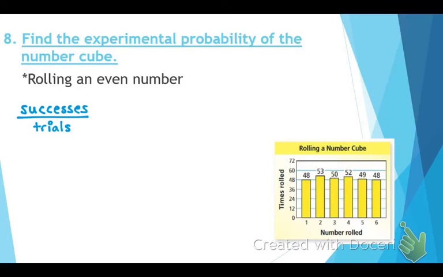Okay, it looks like a number cube. They're rolling a number cube. How many numbers are on the number cube? 6. There's 6 of them. Out of 1 through 6, which one of those numbers are even numbers? 3 of them. Which ones? 2, 4, and 6.